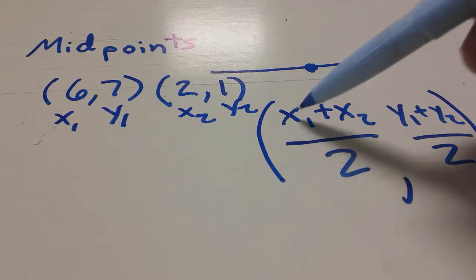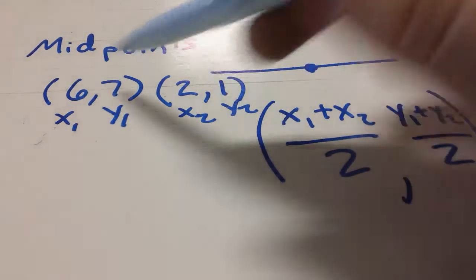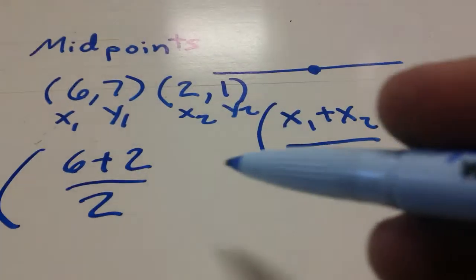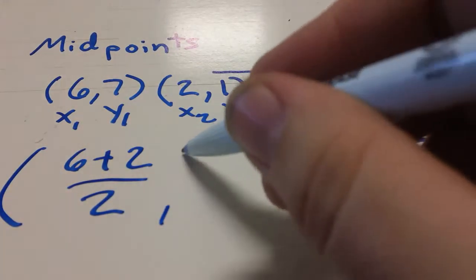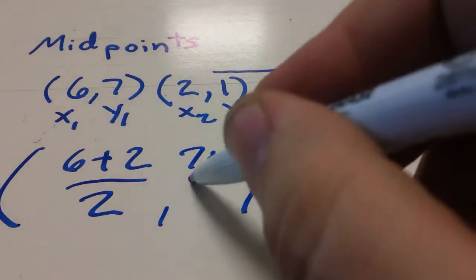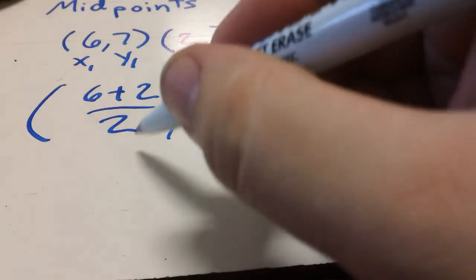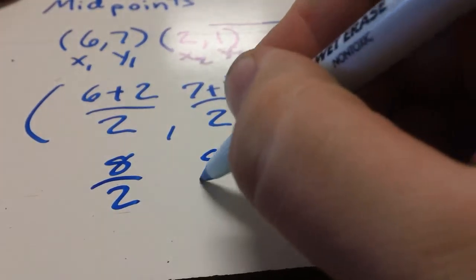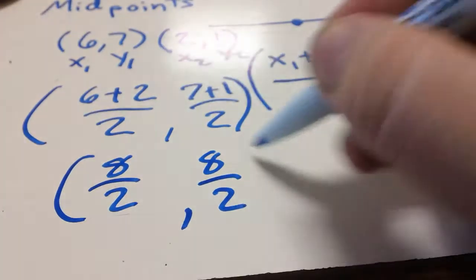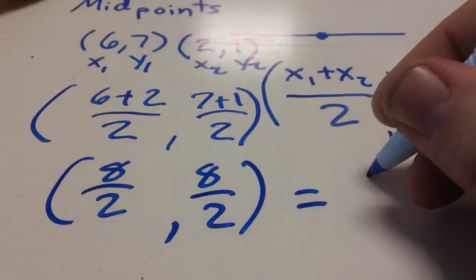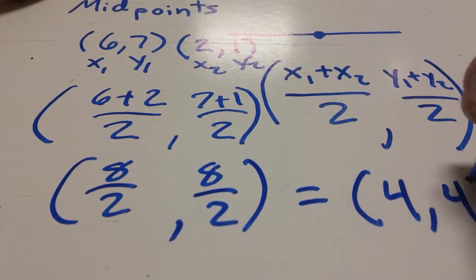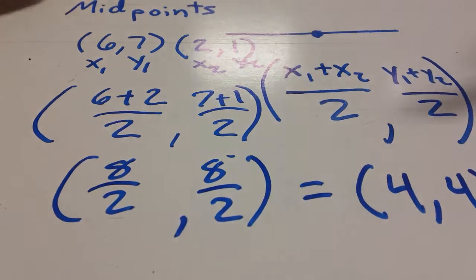So we'll go ahead and do that. Now x1 plus x2 in this case is in fact going to be 6 plus 2 over 2. And then for our y, we'll have, well, 7 plus 1. Now, maybe I should have planned better. Maybe I shouldn't have made these the same number. But of course, as we do this, 6 plus 2 is going to be 8, 8 over 2. And then 7 plus 1 is 8, 8 over 2. So the midpoint of this line is going to be 4, 4, right? If we just simplify these two fractions a little bit.